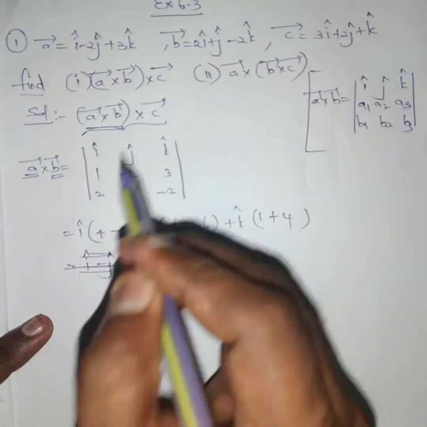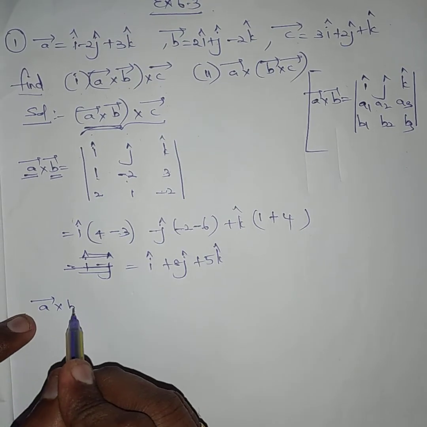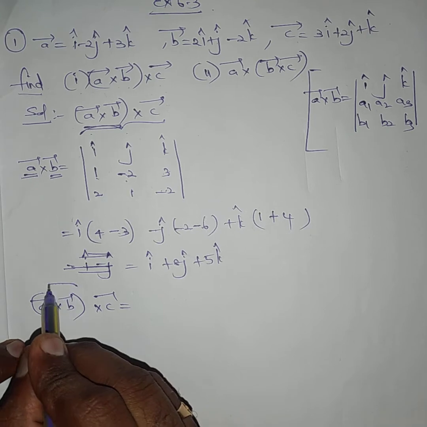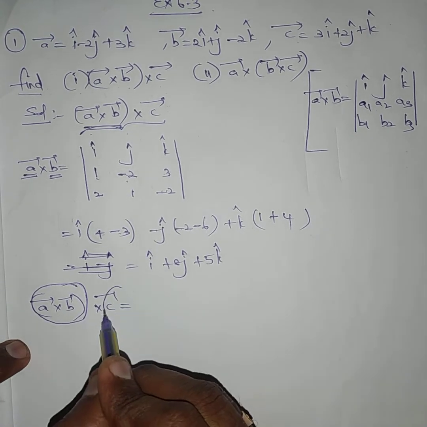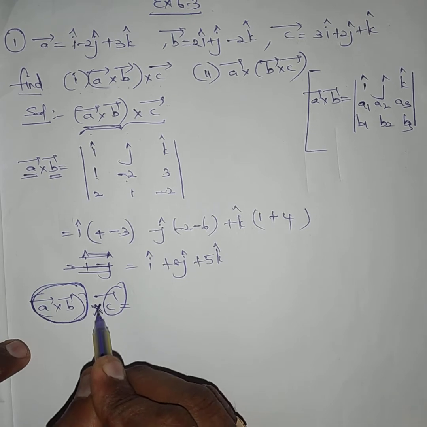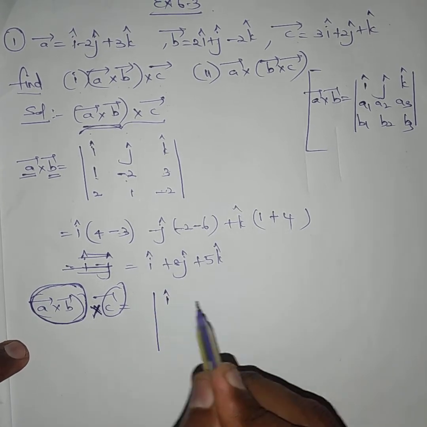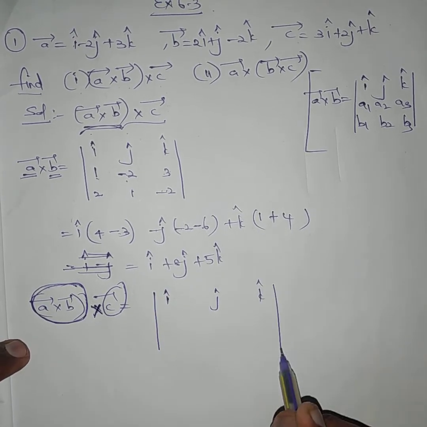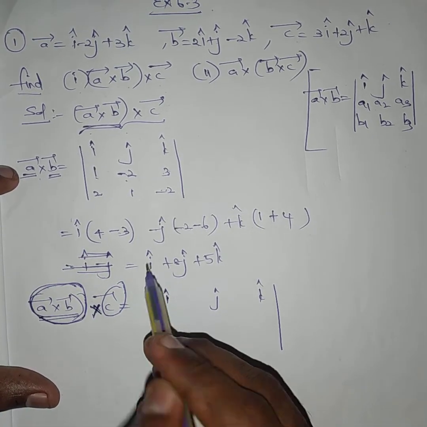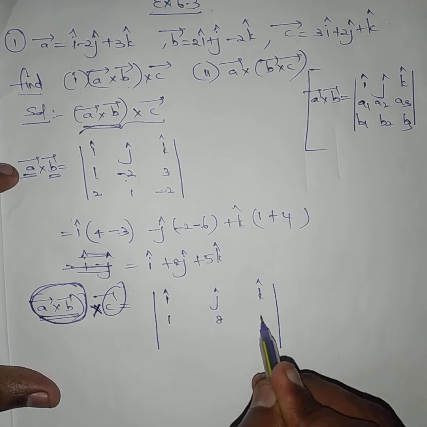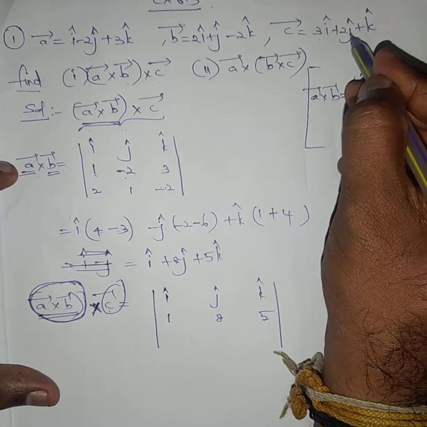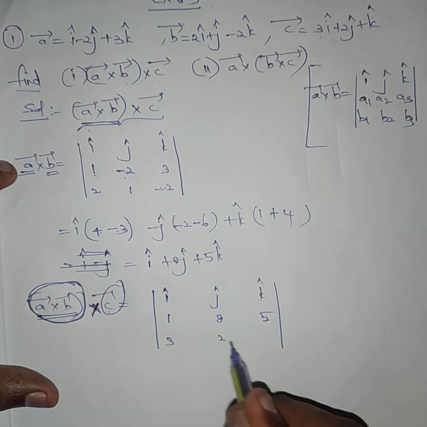Next I need to find the A vector cross B vector cross C vector. We can choose one vector here, and if both vectors have the cross present, we can put determinant of I cap, J cap, K cap. A vector cross B vector, what is A vector cross B vector? Coefficients 1, 8, 5. Next for C vector, 3, 2, 1.